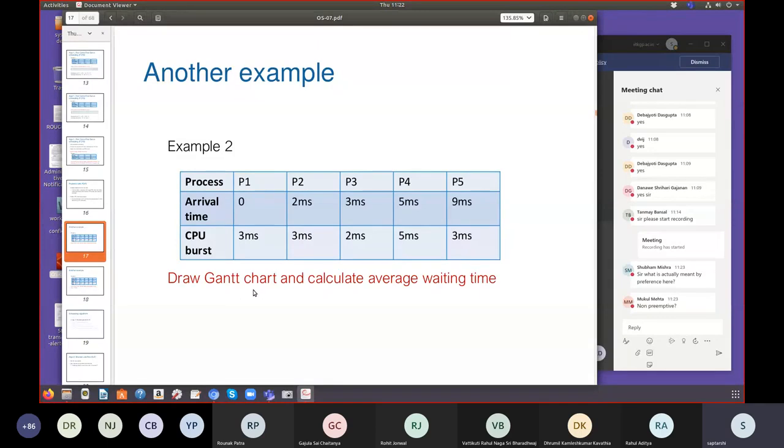Of course, you won't be able to show me the Gantt chart, but calculate the average waiting time and then write it here. Okay. So let's take 5 minutes and work out this example. Remember that the arrival times are different.